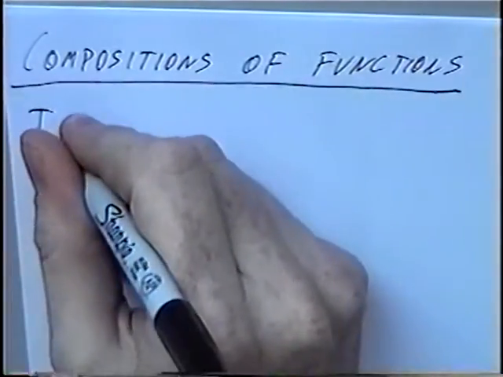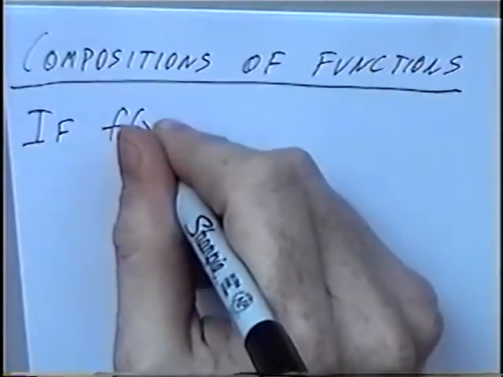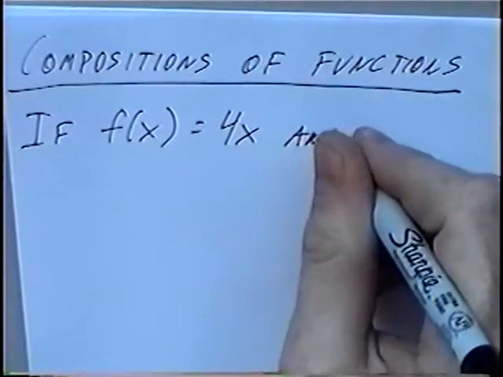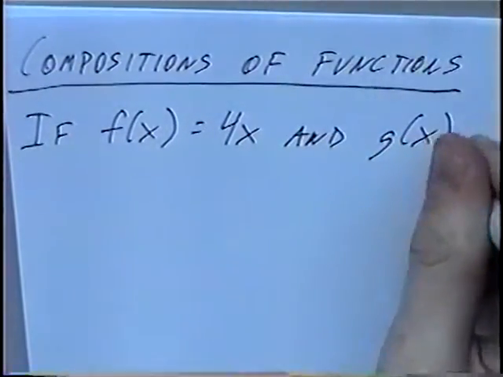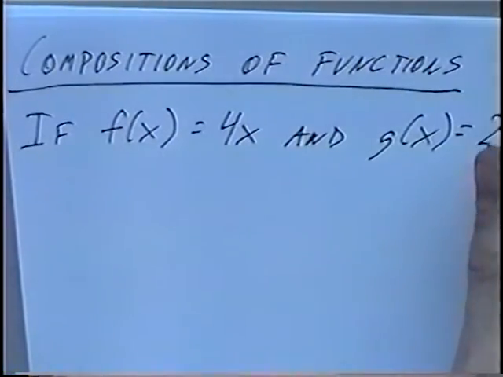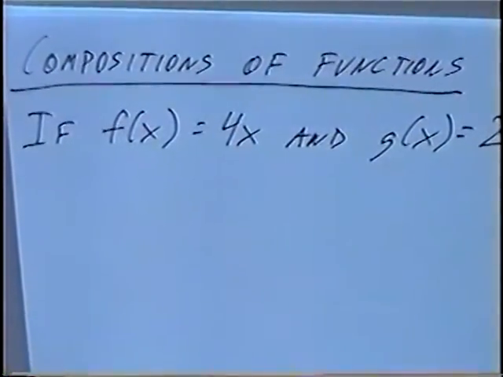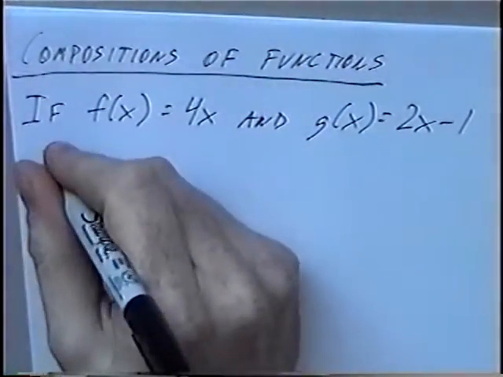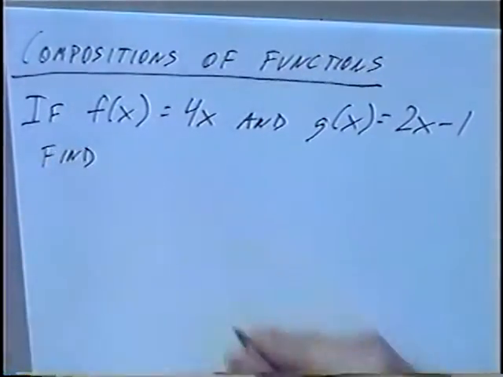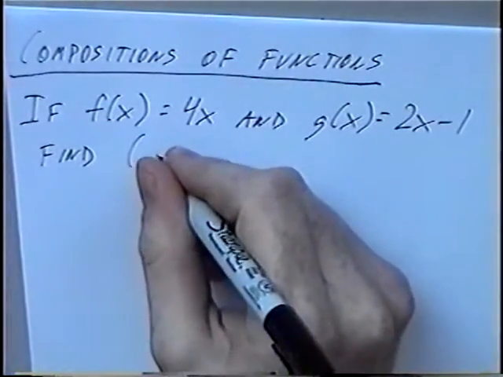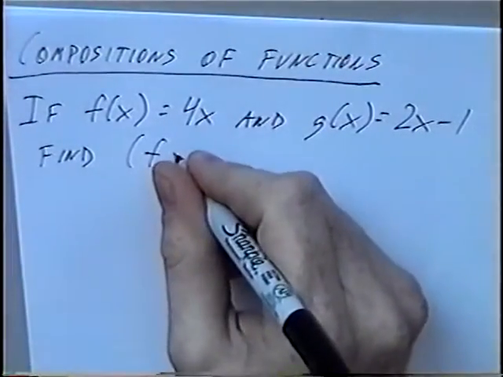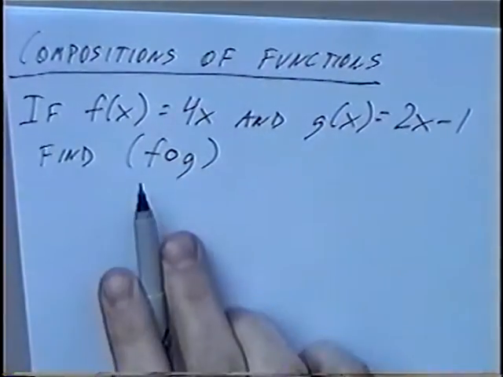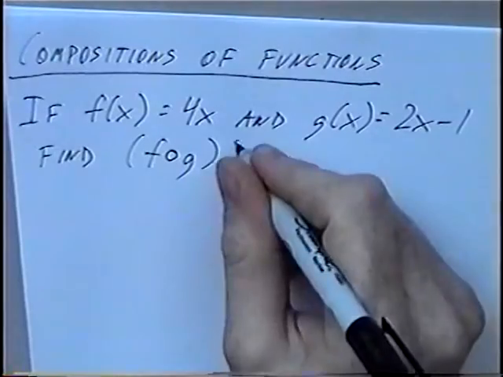First question, if f of x equals 4x and g of x equals 2x minus 1, find, the new notation will be f, and a composition symbol will be an open circle, g. So this will be f composition g of x.